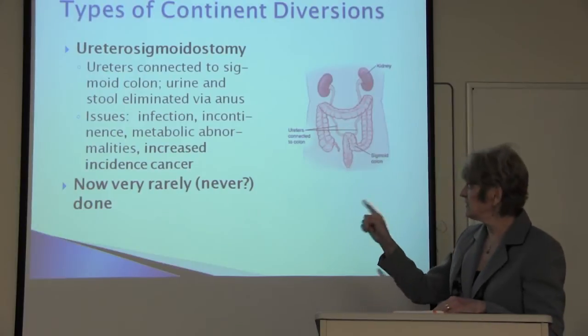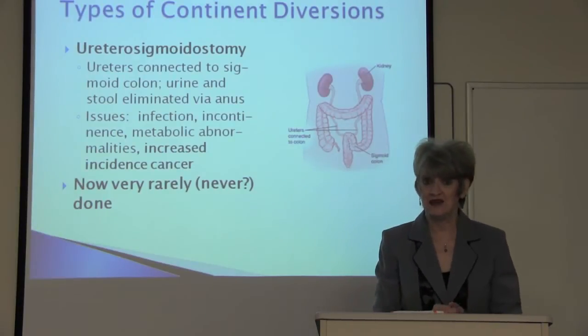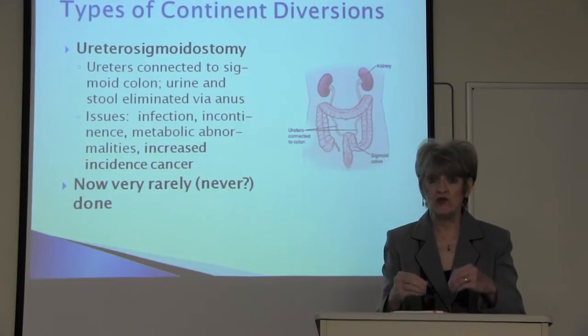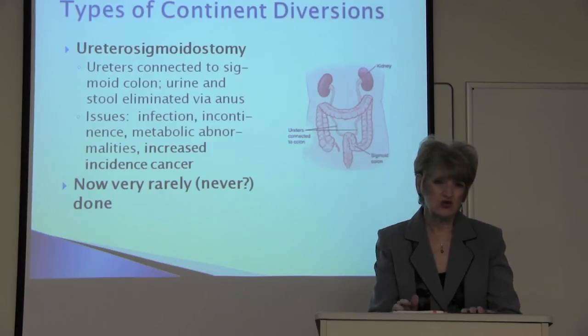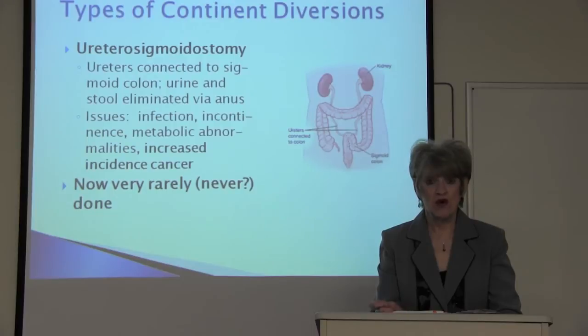But the most significant issue was an increased incidence of cancer at the ureterosigmoid anastomosis, and it was a delayed response, so it didn't happen immediately. But about 20 years after they started doing this procedure, they started noting a marked increase in sigmoid malignancies among this atypical group of patients. Why were they developing cancer? And it turns out that the combination of urine and stool at an anastomotic line acts as a potent carcinogen.